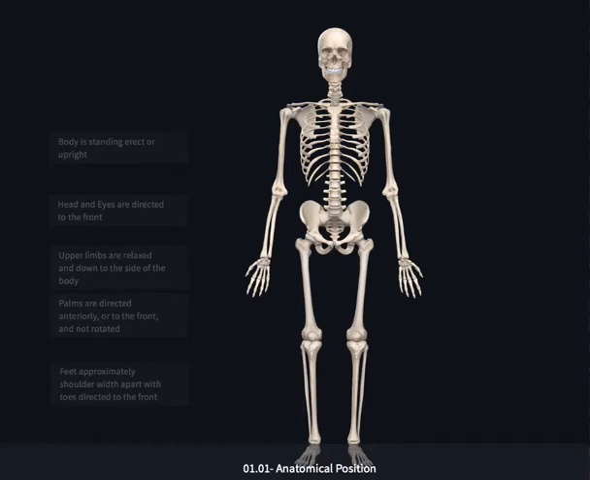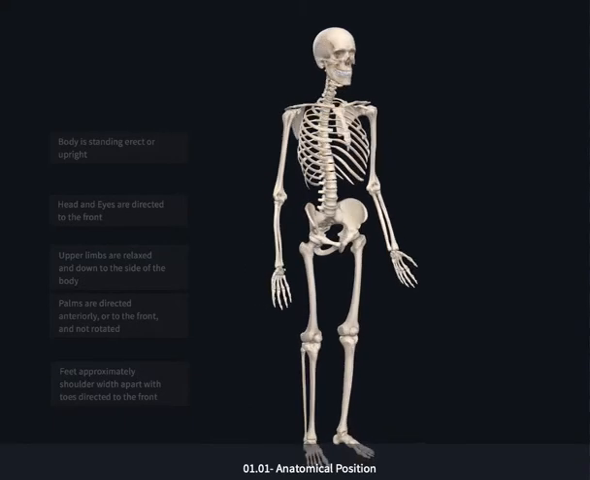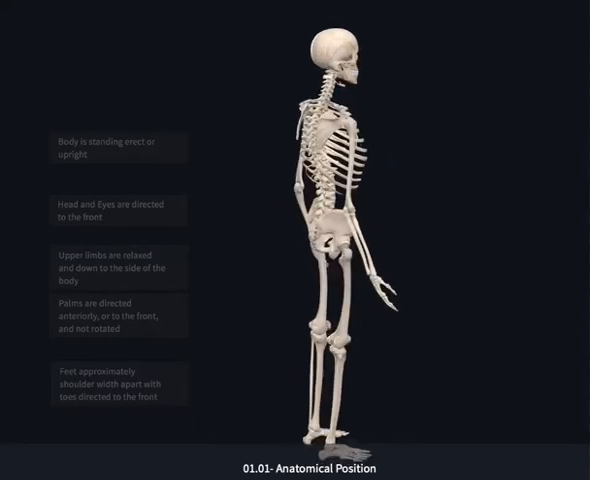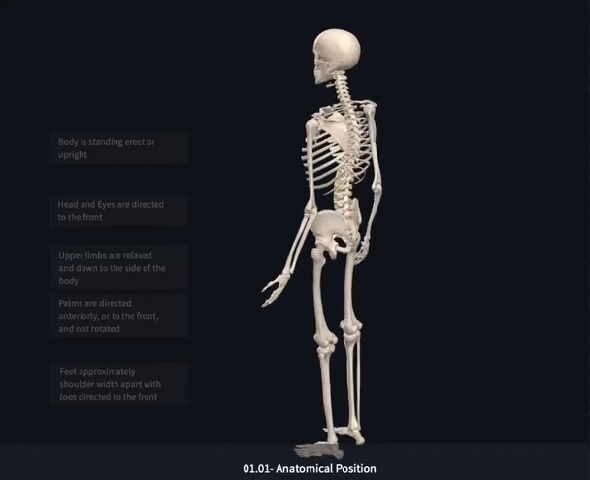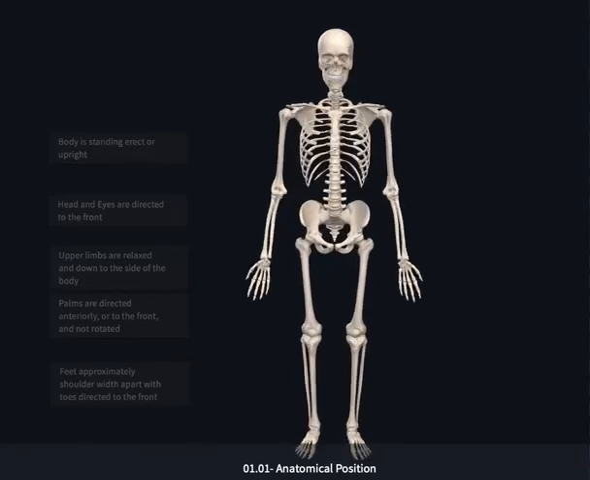Now, the language of anatomy we often call anatomical terminology, and one of the first concepts we need to understand is that the human body has sort of a default or a resting position that will help us better describe how the various parts or structures relate to one another.